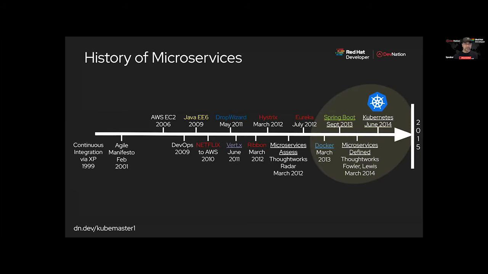So Docker was born in 2013, Spring Boot born in 2013. You see microservices officially defined by the ThoughtWorks team, Fowler and Lewis, in 2014. And then Kubernetes born in 2014. I make that point because you can see we've been working on this for quite some time. The world has started evolving back in 2012, 2013, 2014 to this new way of breaking up applications and making them much more interesting to work with when it comes to deployment.